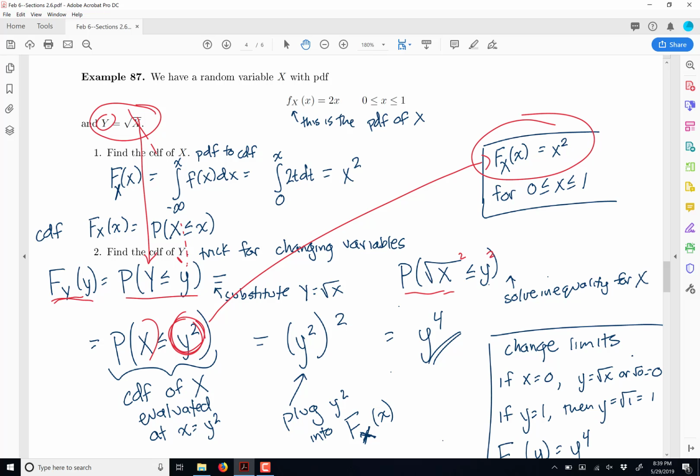So the CDF of X said x squared, but instead we're going to plug y squared into that. So we'll plug y squared into where it says x squared. So this was like an x squared, but I put a y in instead. So I put y squared where I saw x, so I get y squared squared, and that gives me y to the fourth. So this is now the new CDF of Y. So F of y, or the probability that Y is less than or equal to y, is equal to y to the power of 4.